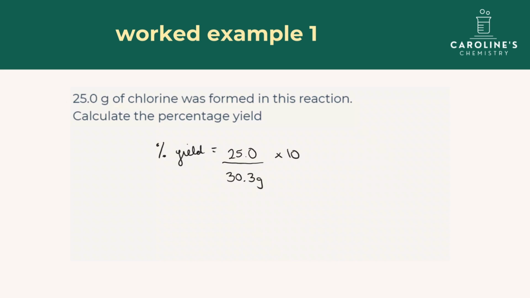Let's times that by 100 in order to turn it into a percentage, and that gives us 82.4%. If you are an A-level student, then you need to think about significant figures. At GCSE, less so, but the question might still ask for some sig figs. So this answer here is to 3 significant figures. 82.4%.